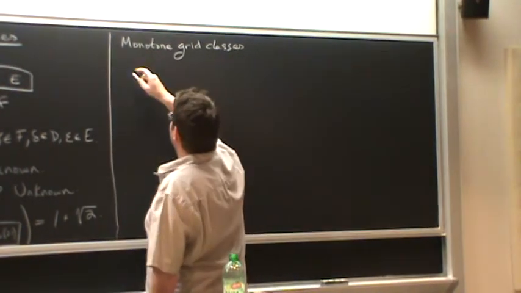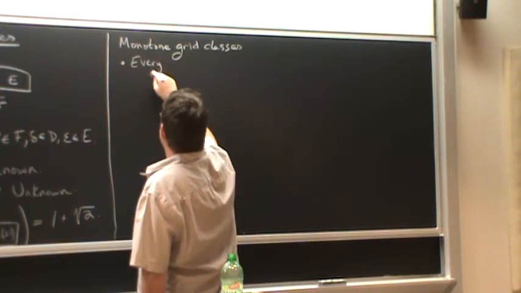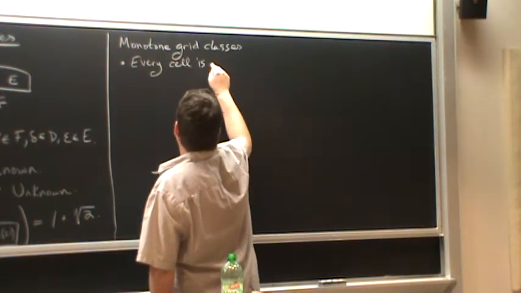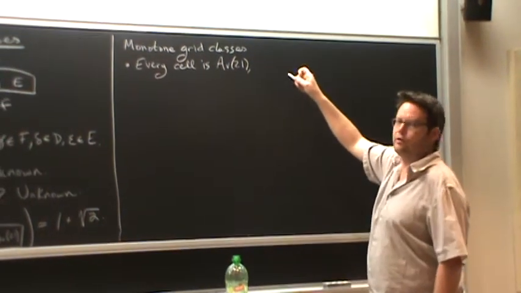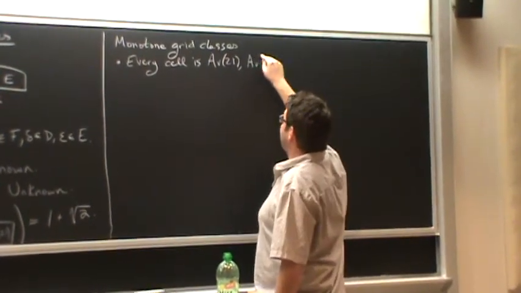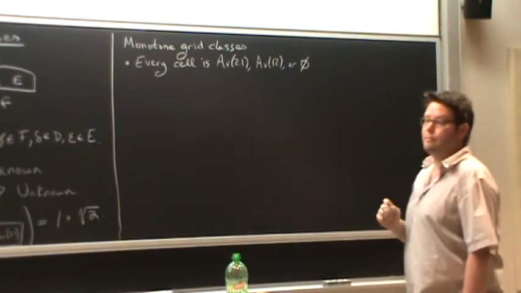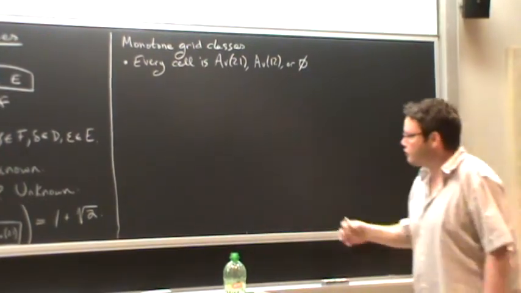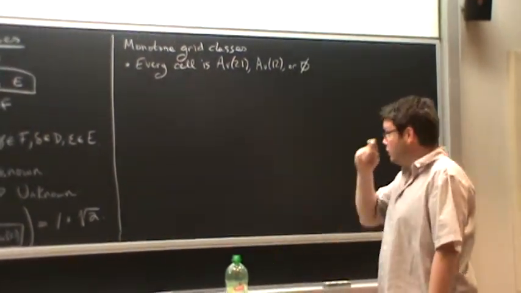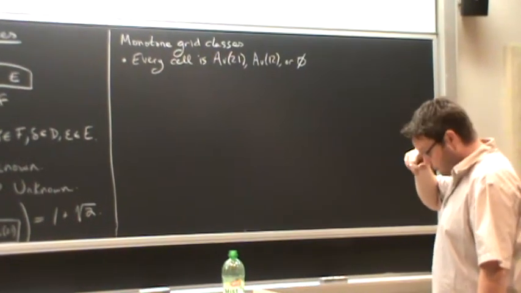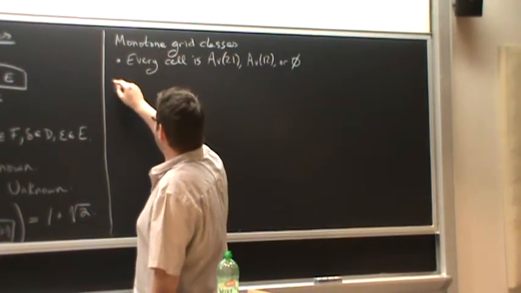Let's look at monotone grid classes. So the rule here is that every cell is increasing, which means it consists of the class of things that avoid 2, 1. Decreasing, where they're allowed to be empty. These are the cells that I don't even bother to write up here. Well, this is a restricted class. Maybe we can prove some things. Let's look at an example.